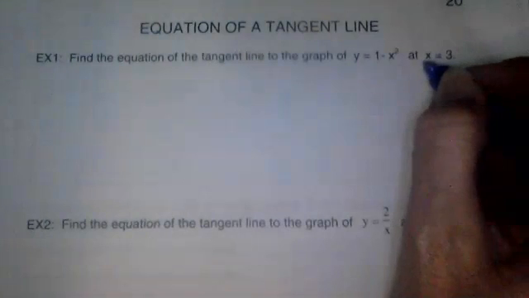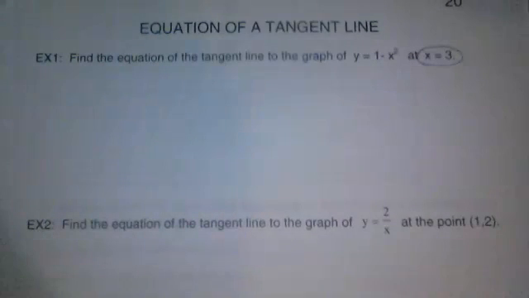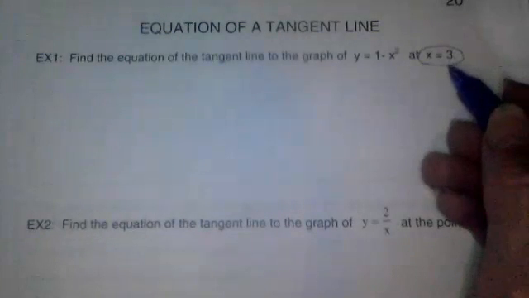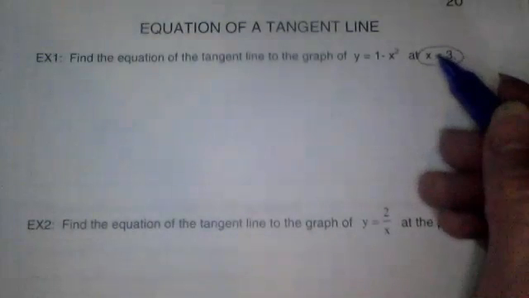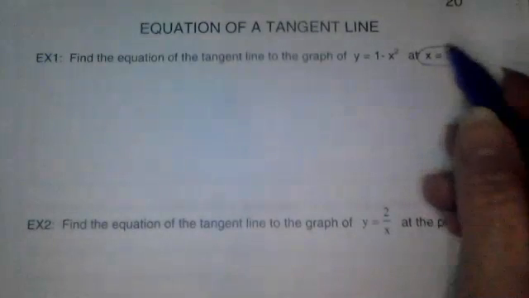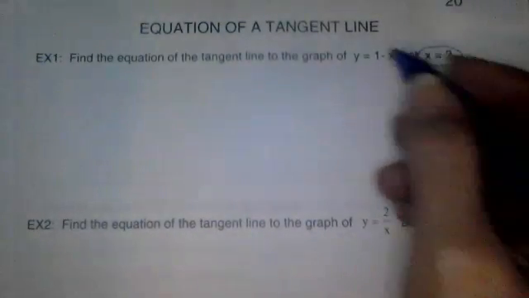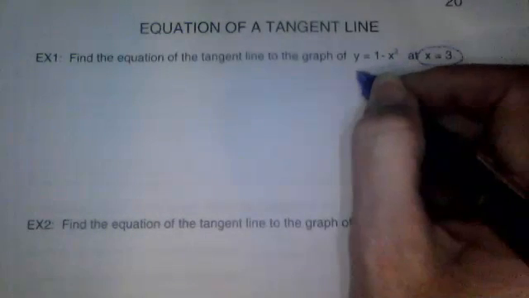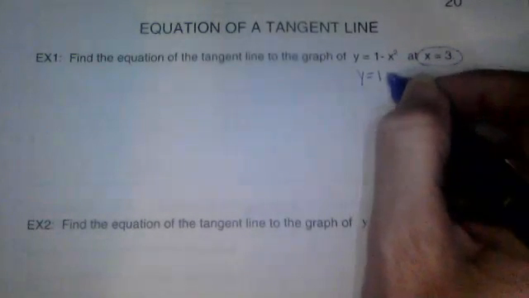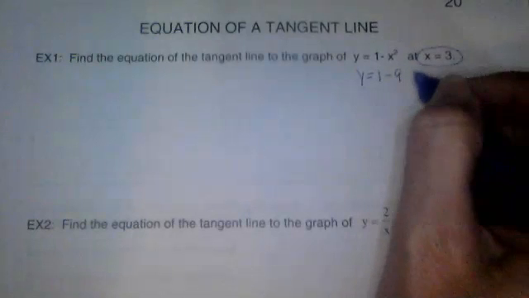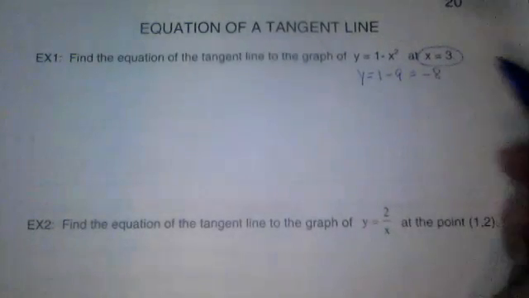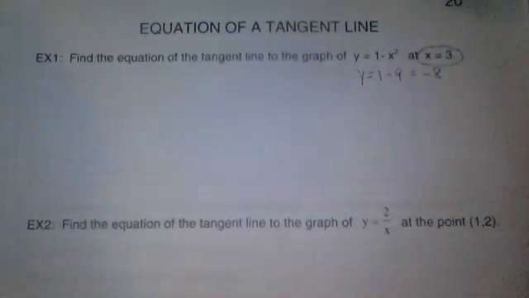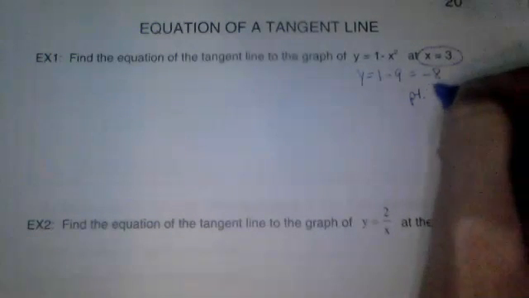And this first one wants us to write the equation of the tangent line for this function at x equals 3. So we're going to need this x point, and then we're going to need our y value, and we're going to need our slope. So to get our y value, we just plug 3 into our function. So y is going to equal 1 minus 3 squared, which is 9. So y is going to equal -8. So our point on this equation is going to be 3, -8.